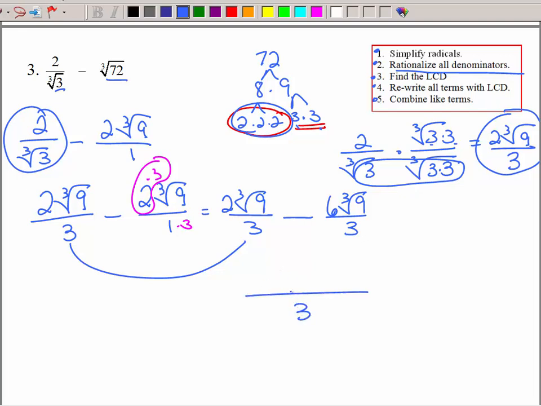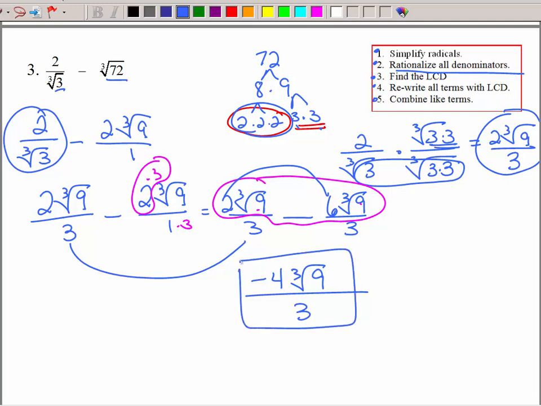So keep the denominator, and then like terms, those are like because the radicals are the same, so I keep that radical. Can't simplify it. Square root of 9, yes. Cube root of 9, no, because it's only 2 3's, not 3. Then 2 minus 6 is negative 4. It's really not that hard.